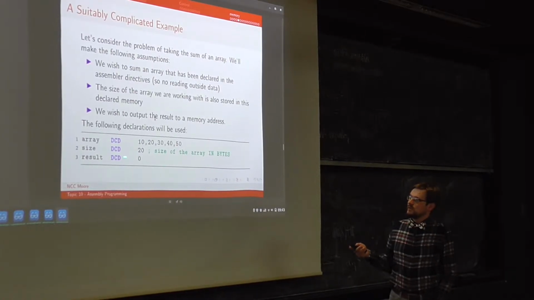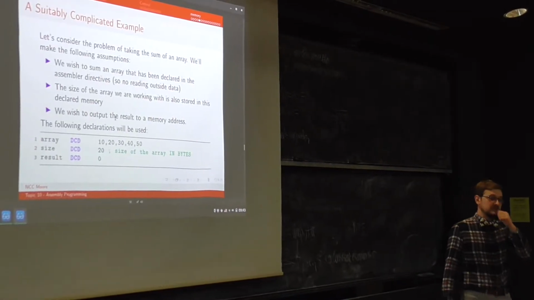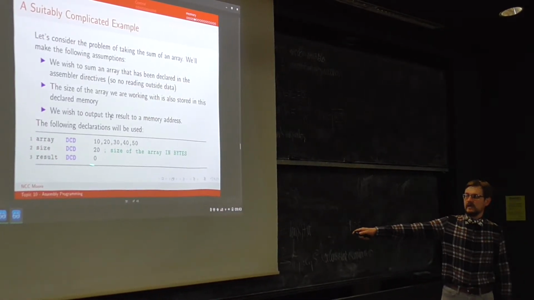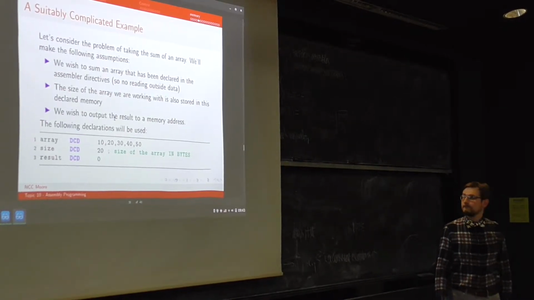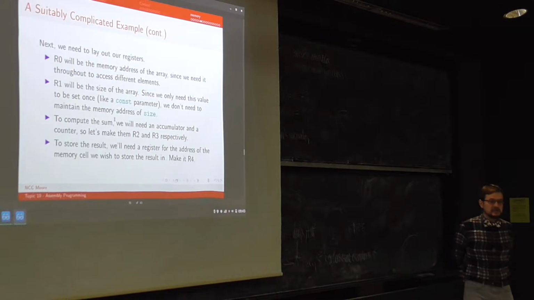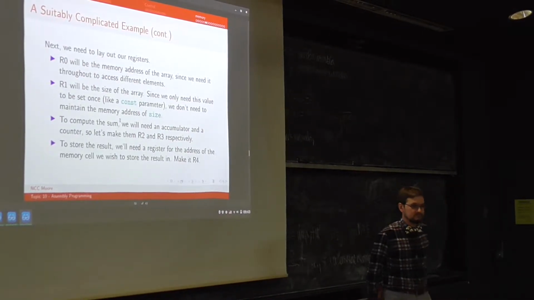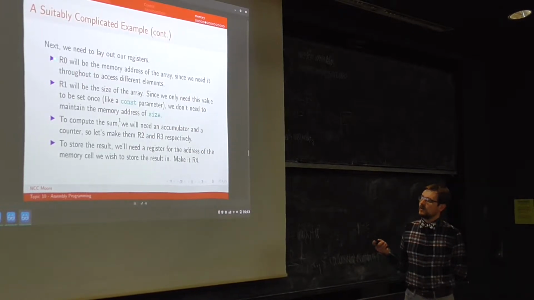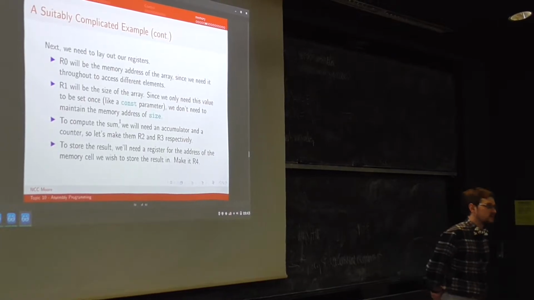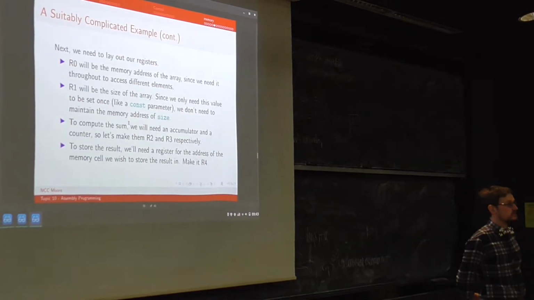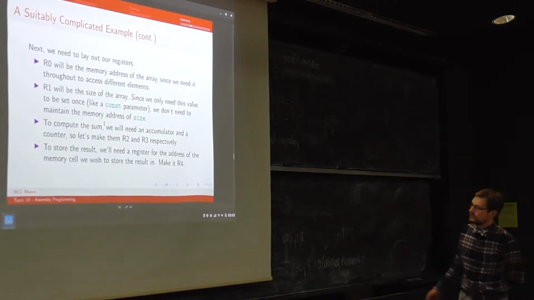Furthermore, we want to store the result of our calculation back into memory, so we are dedicating a piece of memory to storing the result. Next, we need to decide what our registers are going to be and do. So, R0 will be the memory address of the array, since we need it throughout to access different addresses, right? Makes sense to keep the address of it in memory.